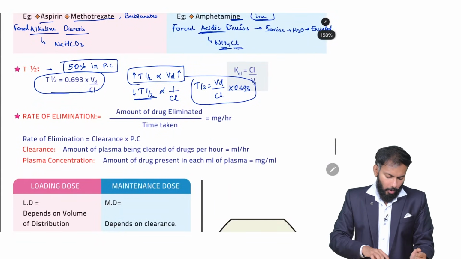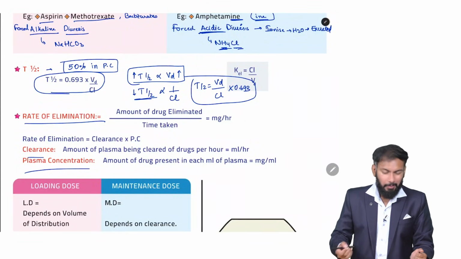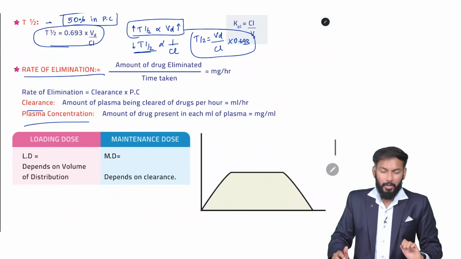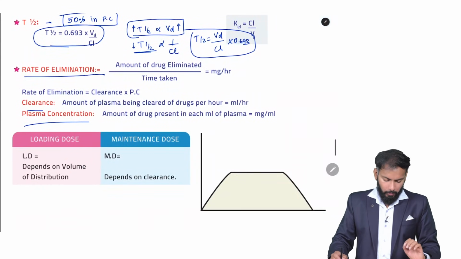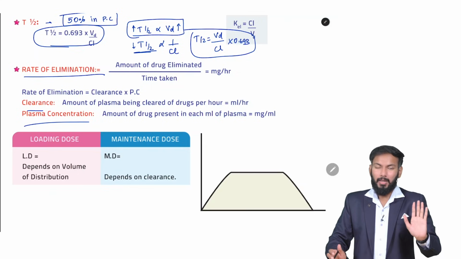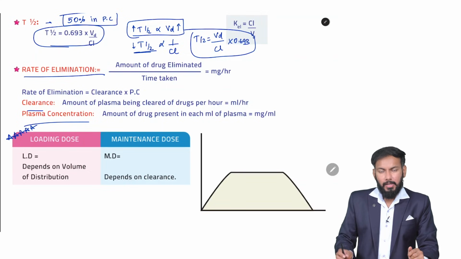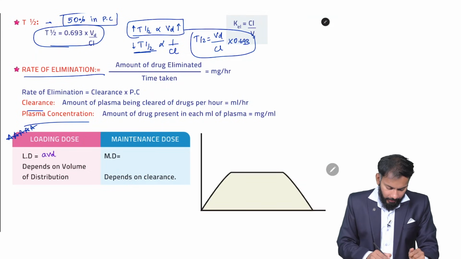Then there are formulas of rate of elimination, clearance and plasma concentration. But what is more important here is the loading dose and the maintenance dose. Yes, loading dose and the maintenance dose. What are they dependent on? This will be asked in the exam. Now, loading dose is equal to VD into plasma concentration.